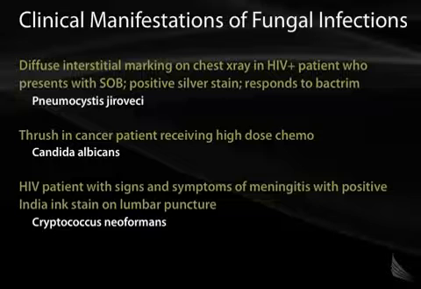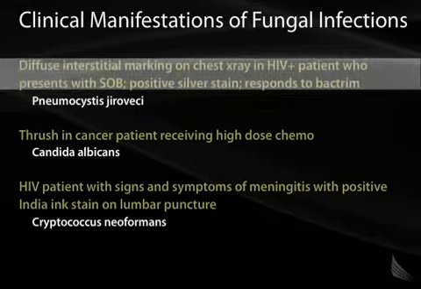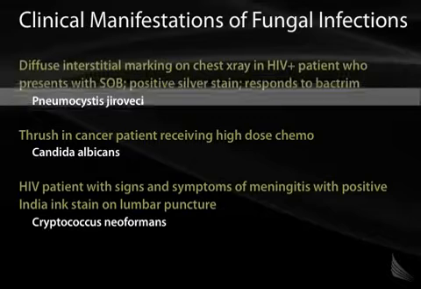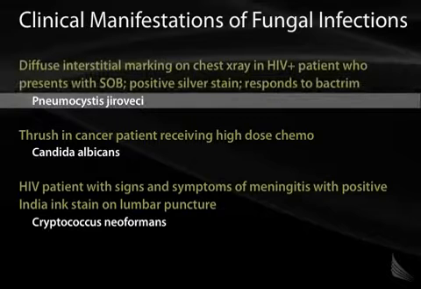These last few slides are going to be clinical manifestations of fungal infections. It'll serve as a good list for you to review right before the test, just so you can be familiar with the different species. If you have diffuse interstitial markings on the chest x-ray in an HIV-positive patient who presents with shortness of breath, he's got a positive silver stain and he responds to Bactrim, you have Pneumocystis carinii.